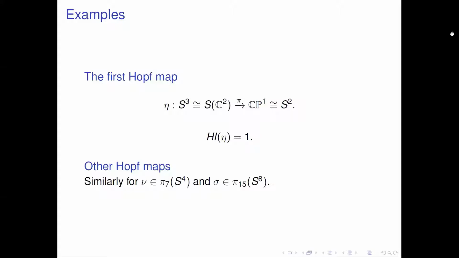Let's see an example. The first Hopf map is a map from a 3-sphere to a 2-sphere, which is given by taking the sphere in C^2, which is a model for a 3-sphere, and projecting onto CP^1, which is homeomorphic to the 2-sphere. It turns out that this map has Hopf invariant 1. There are other Hopf invariant 1 maps called nu and sigma in the dimensions shown below, and both of these also have Hopf invariant 1.